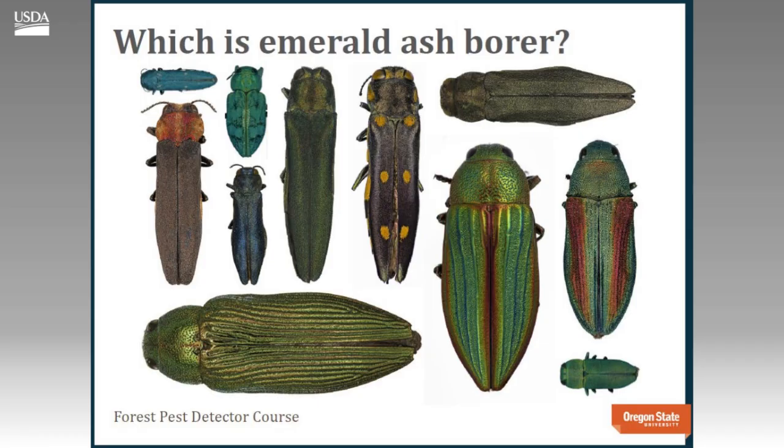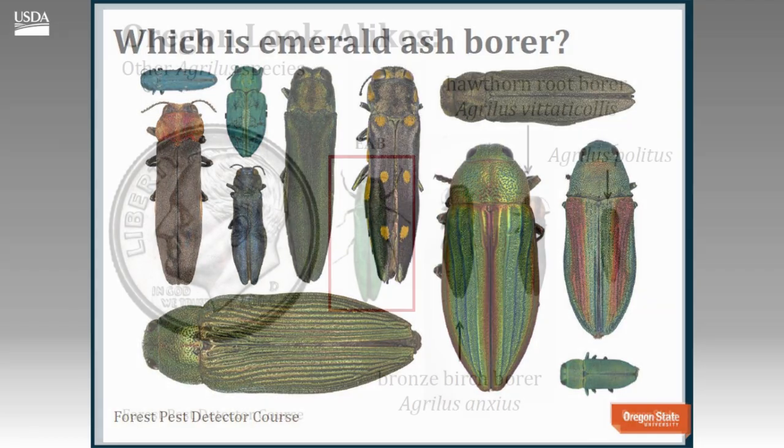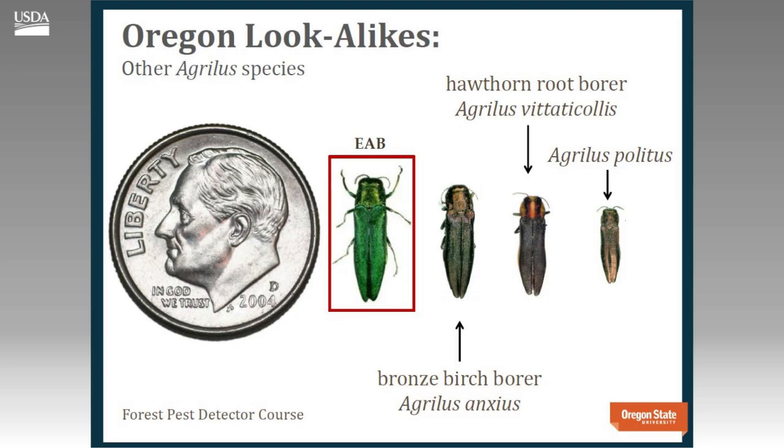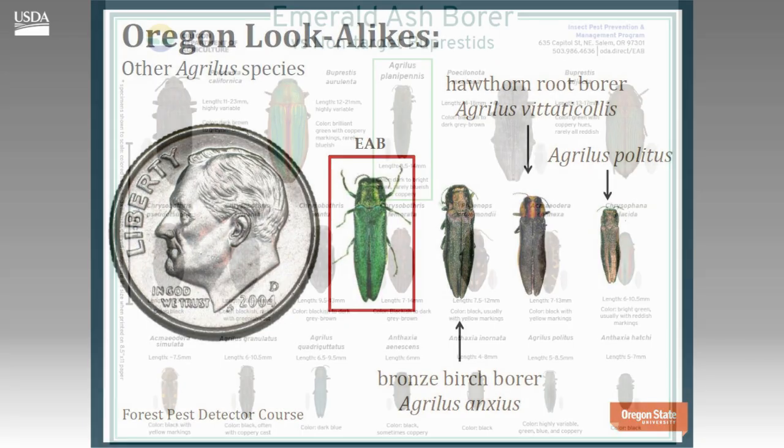It's actually this one right under the word emerald, and then immediately to its right, this is actually a spotted oak borer, which is another significant pest closely related. But this one on the upper right, that's not EAB, but we certainly want to take a closer look at that. So here we have them next to a dime for scale, and also some other agrilus species.